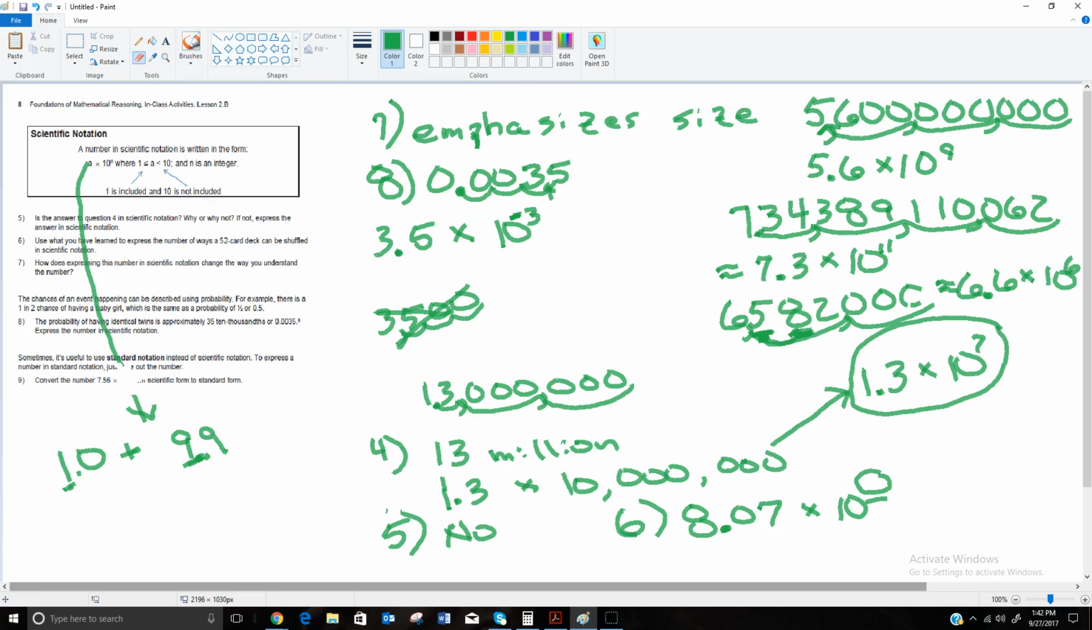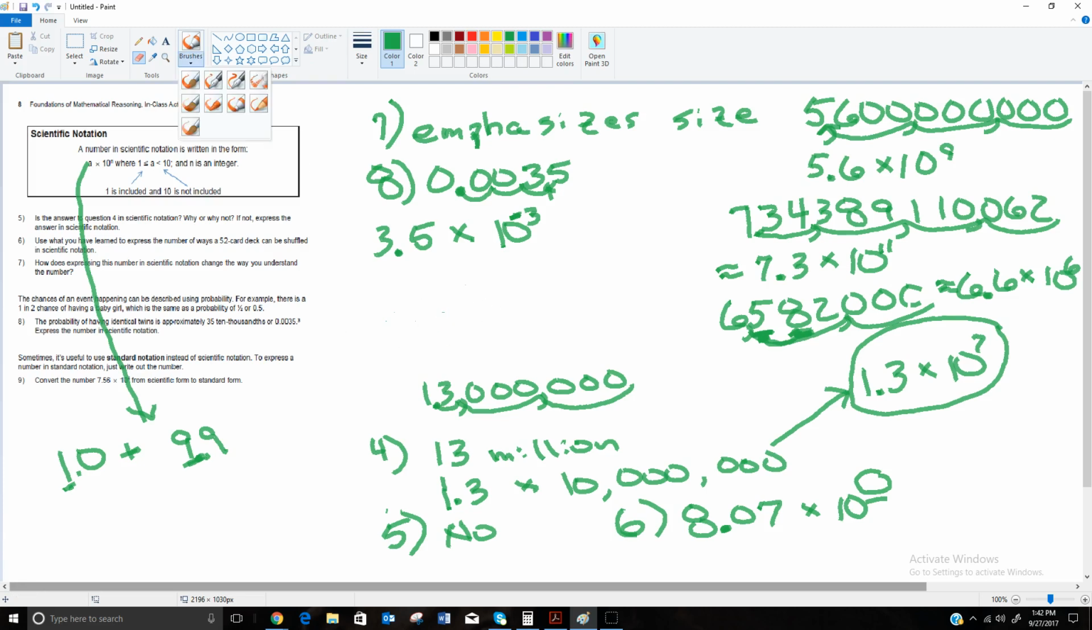Oh, I just erased the whole thing. Let's undo that. All right, it's hard to see, but it's 7.56 times 10 to the 4th. And so in this case, instead of going into scientific notation, they want us to go out of scientific notation.